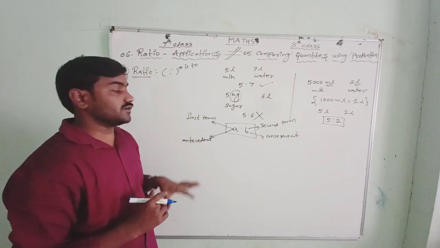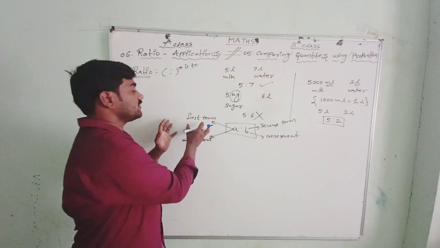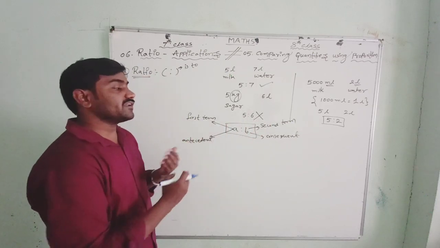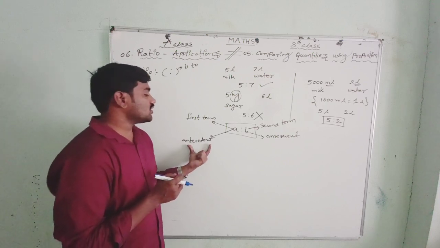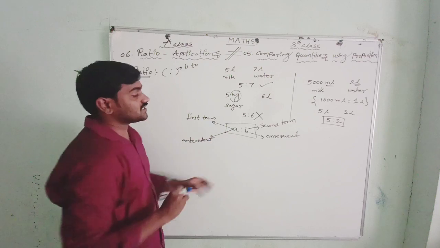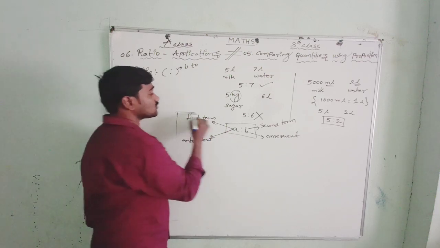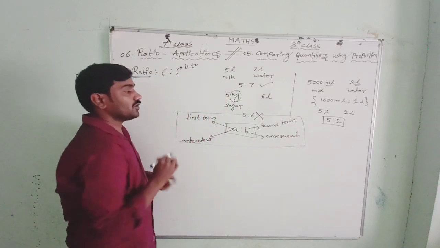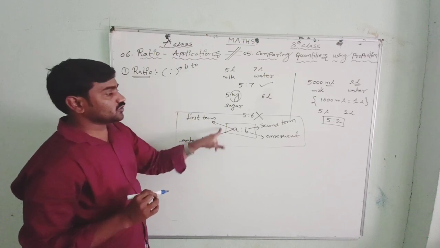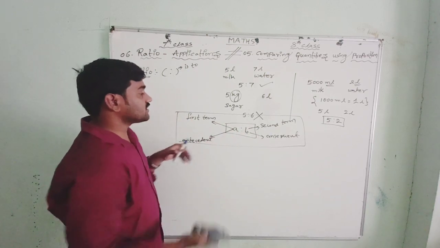Antecedent and consequent: you have to remember both. You can simply say first term and second term, but mainly in upcoming classes antecedent and consequent will be used. In a ratio, the first one is known as the antecedent, and the second one is known as the consequent. Make sure of this also. Write it in the definition of ratio: ratio is denoted by "is to", and also write this. Okay, this is about the ratio.